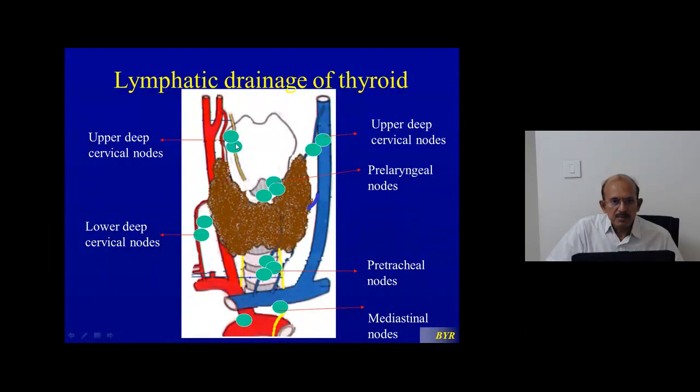And from the upper deep cervical and lower deep cervical, and from pretracheal and prelaryngeal lymph nodes, ultimately the lymph will drain to the jugular trunk and then to the deep cervical lymph nodes, to the right lymphatic duct and cervical lymphatic trunk. They ultimately drain to the thoracic duct.